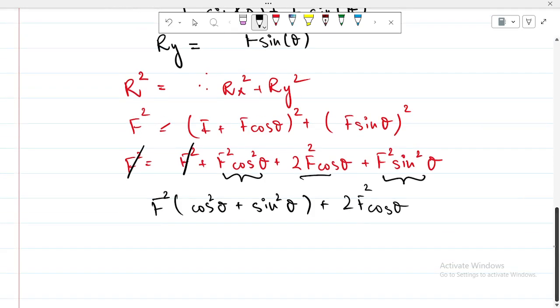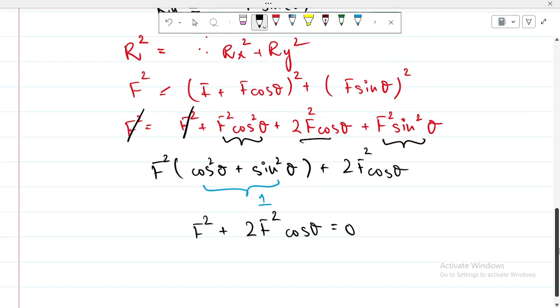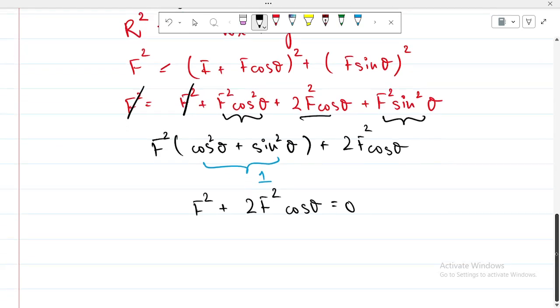Now this is a very well-known simplification. It goes out to 1. So what we are left with is F squared plus 2F squared cos theta equals 0. We can take F squared common here, and we're left with 1 plus 2 cos theta equals 0.